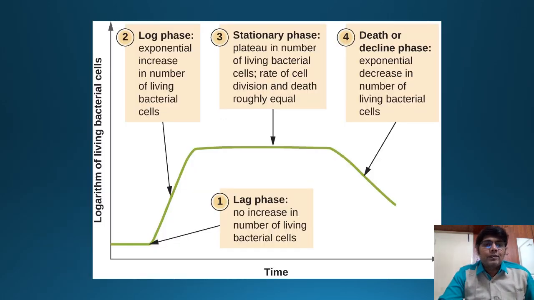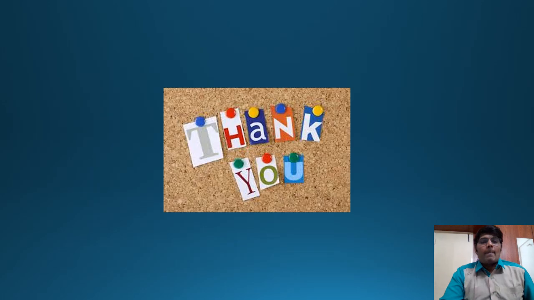To summarize what we have just seen, this is a simple bacterial growth curve which represents the lag phase, which is the first phase, followed by the log phase, the stationary phase and the death phase. And each of their importance is shown here.